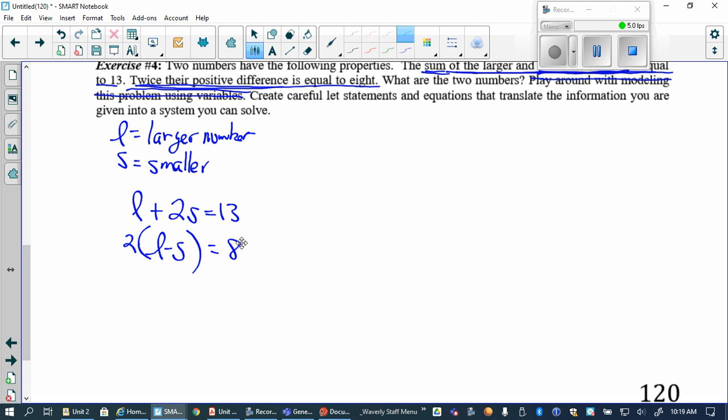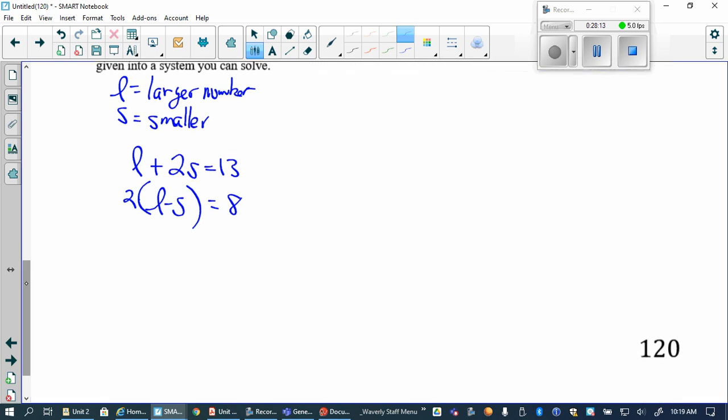Serenity, what do we get when we distribute this 2? Go ahead and tell me what you write after you distribute that 2. 2L minus 2S. So 2 times L, 2 times negative S. 2L minus 2S equals 8. Now, does it look like something we might be able to combine?